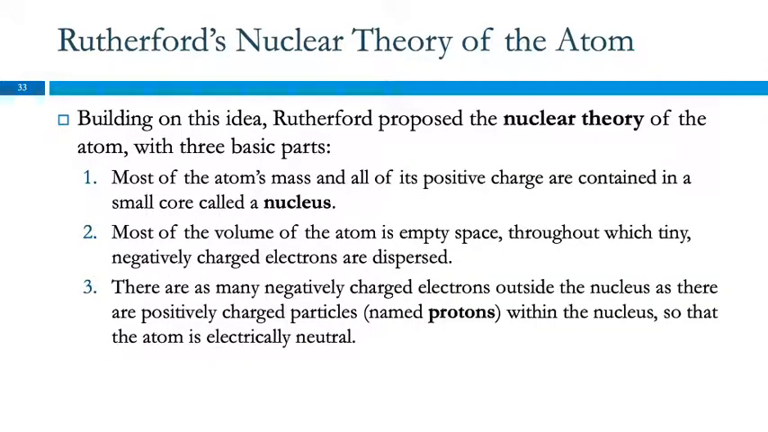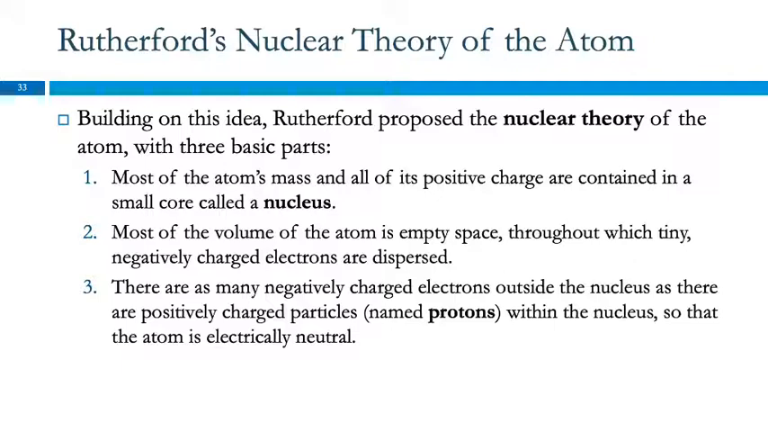So he developed nuclear theory, 3 basic ideas here. Most of the atom's mass, all of its positive charge, are contained in a small core called a nucleus. Most of the volume of the atom is empty space, throughout which tiny negatively charged particles are dispersed. Those particles are the electrons.